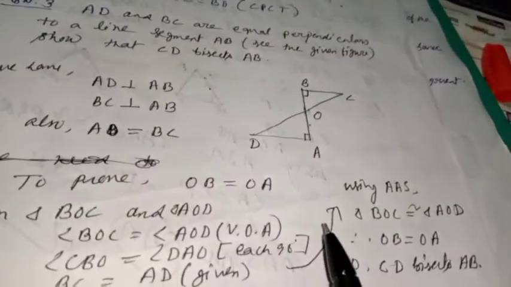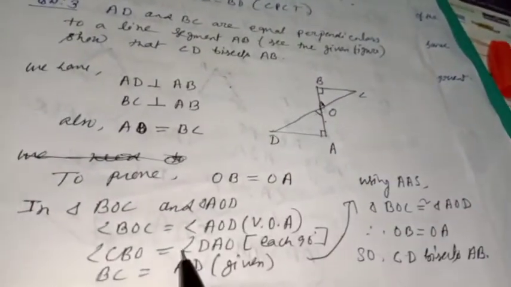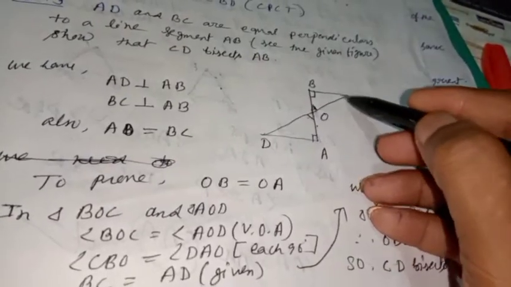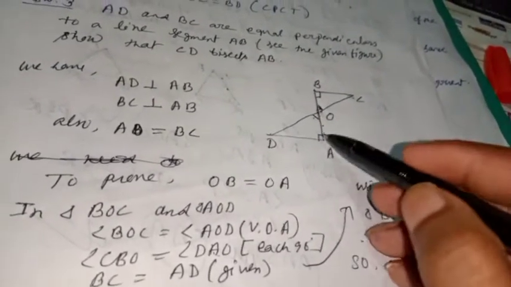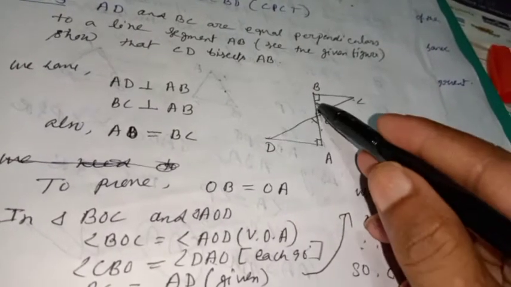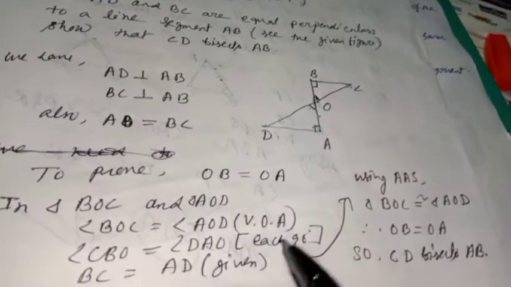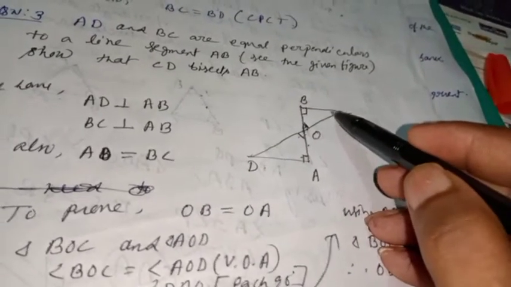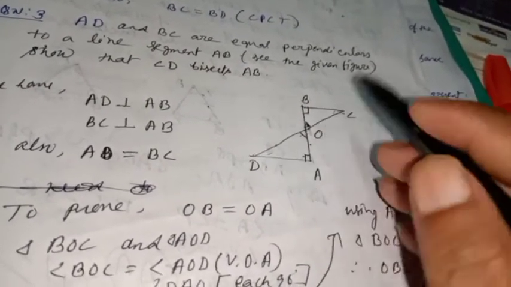So here I have chosen first angle. See, these two angles are equal. For this triangle, this angle, and for this triangle, these two angles are corresponding. They are equal. Why? Because vertically opposite angles. So angle BOC and angle AOD are vertically opposite angles. Also, you can see angle CBO and angle DAO are each 90 degrees, so they are also equal. Now, this triangle has this angle and this triangle this angle. About these two angles, they have not said anything.